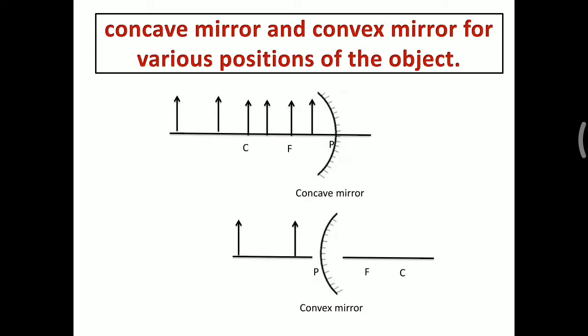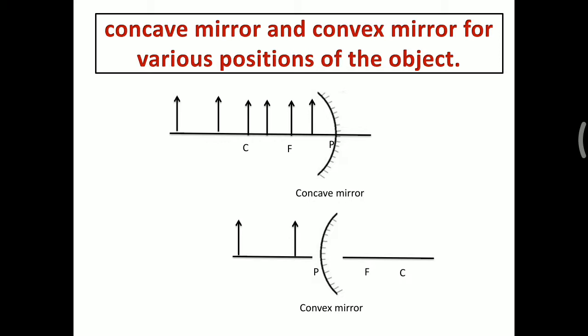So, a concave mirror and a convex mirror for various positions of the object. If you take a concave mirror, it contains pole, focus and center of curvature. A convex mirror also has pole, focus and center of curvature. But what is the difference between a concave mirror and a convex mirror? In a concave mirror, the focus and center of curvature are in front of the mirror. But in a convex mirror, the pole, focus and center of curvature are behind the mirror.